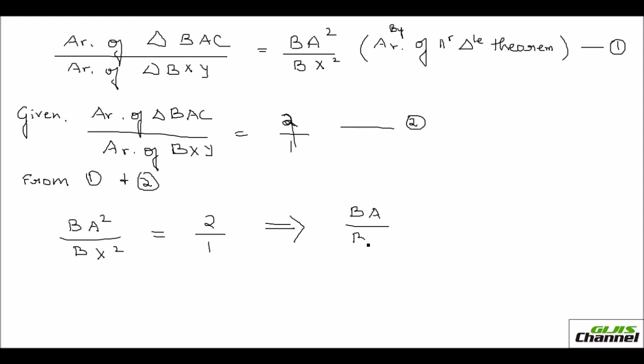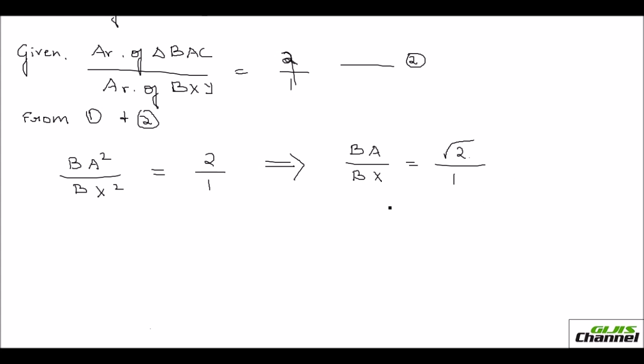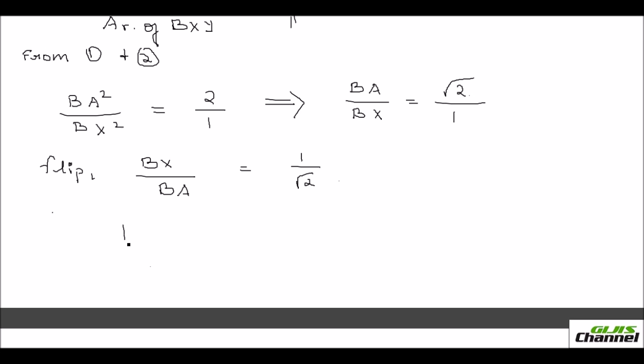So I get BA over BX is equal to, when you find the square root, square root of 2 divided by root 1, which is again 1. Okay? Square root of 1 is 1. So I just write it as it is. Let me flip this. BX over BA is equal to 1 over root 2. Take away this from 1, okay? So you get BX over BA here, and here also you do the same. So that's 1 minus 1 over root 2.